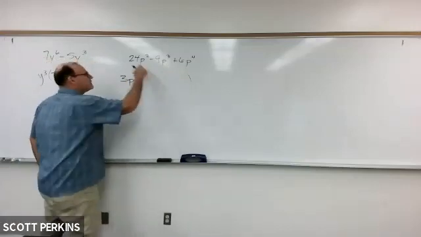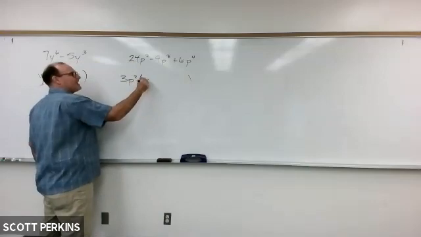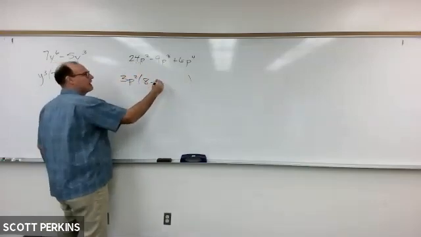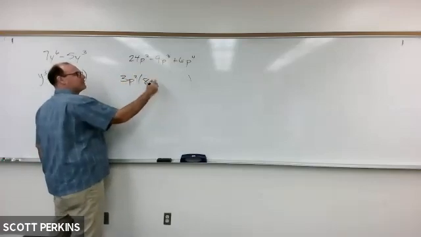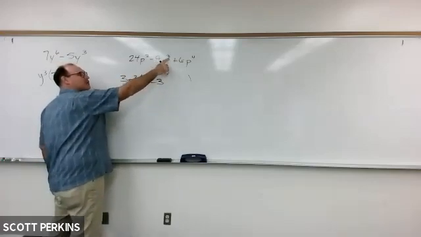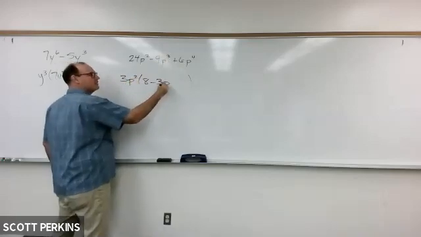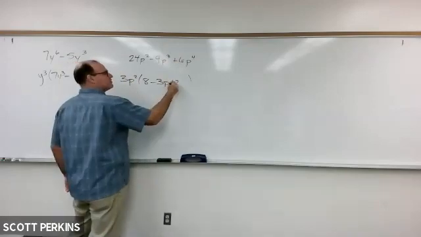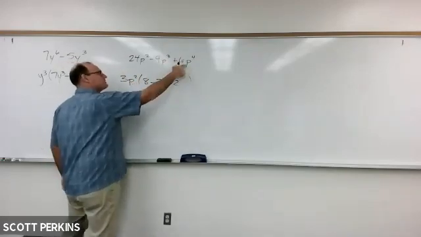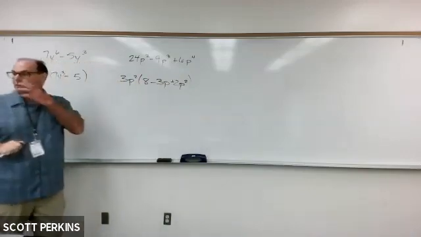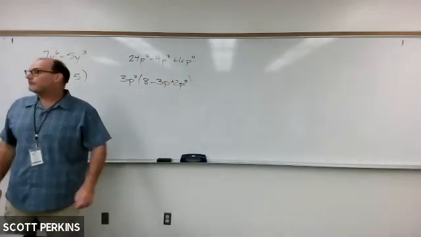So here we go. 24 divided by 3 is 8. How many p's are left in this first term? None. Minus 9 divided by 3 is 3. How many p's are left in this second term? Yeah, we started with 3. We took 2 out, so I'm left with 1. And then 6 divided by 3 is 2. And how many p's are left in the last term? P squared. 2 plus 2 is 4. Yeah, great.